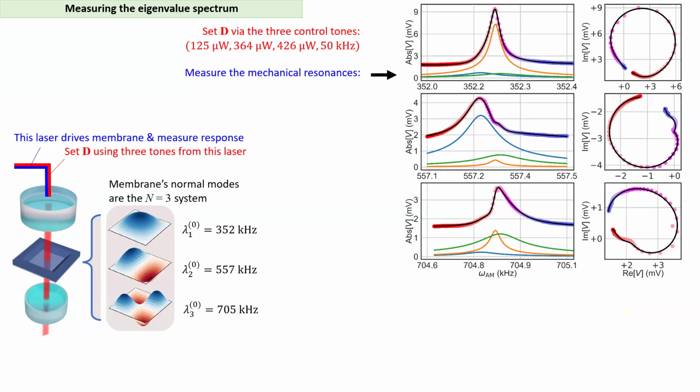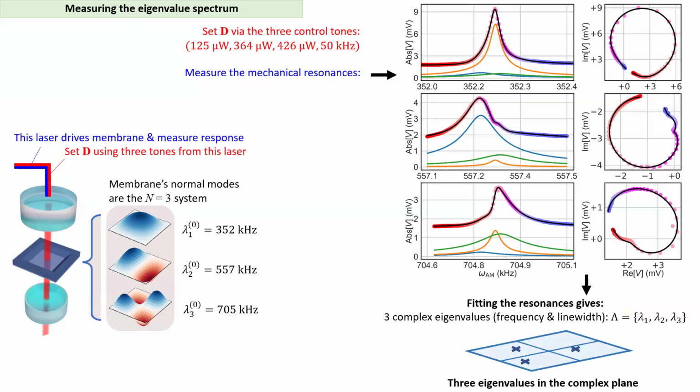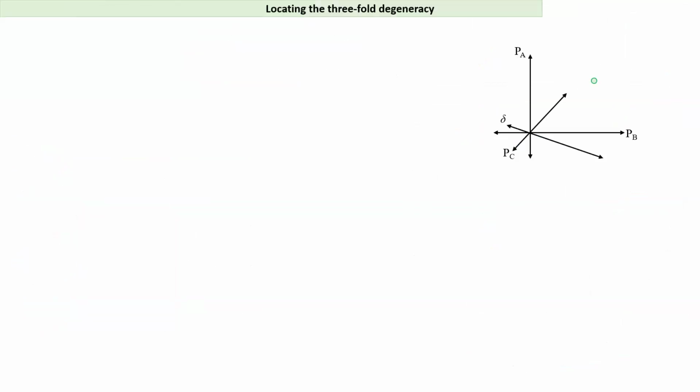And we just fit it to what you would calculate in physics 410 for 3 damped-driven harmonic oscillators. And the fits are really good, so good that we can faithfully back out the 3 complex eigenvalues, where the real part of each eigenvalue is sort of the center of these peaks, and the imaginary part is their width. So a spectrum like this gives us 3 points in the complex plane.